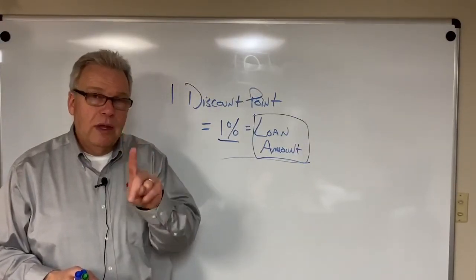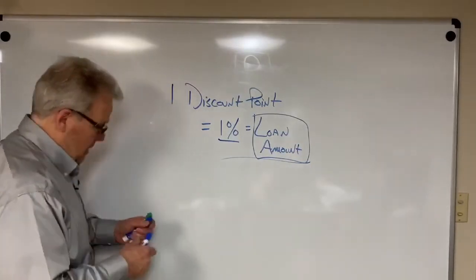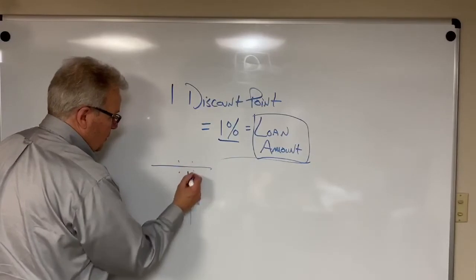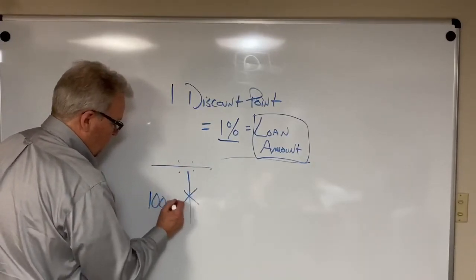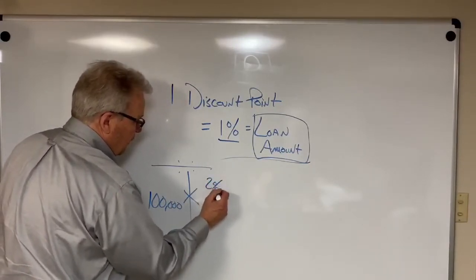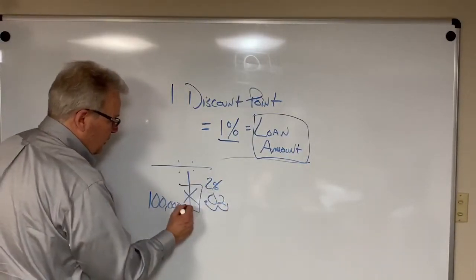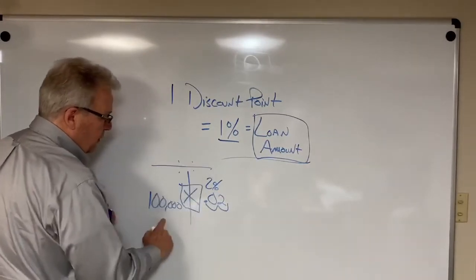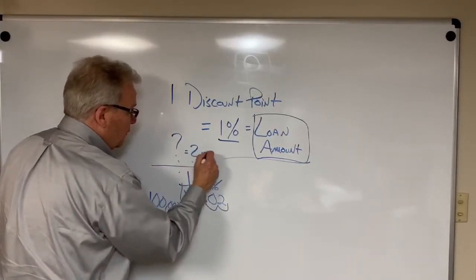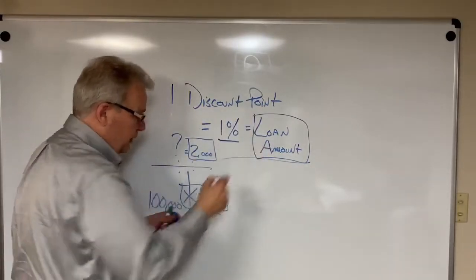Remember, 1 point equals 1% of the loan amount. All right? Now, I just gave you $100,000, which is the bigger number, and I'm charging you 2 points, 0.02. Remember, if that was 2%, we move that decimal over 2 places, and we have to put a 0 there. Our math tells us to multiply. So 100,000 times 0.02 equals $2,000. That's your discount points, because 1 discount point is equal to 1% of the loan amount.